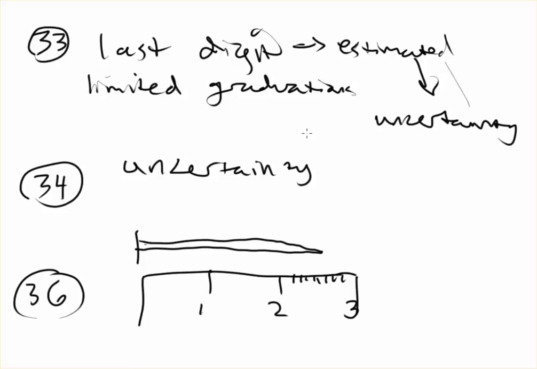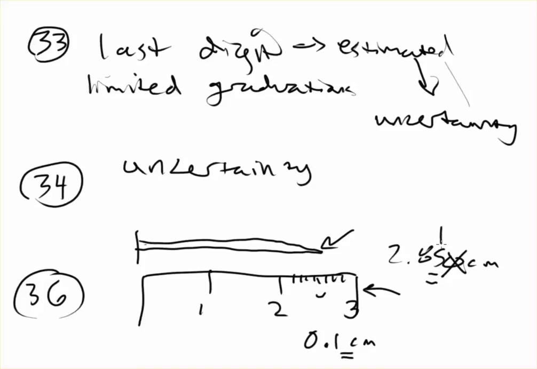Question 36 said, why can we not write 2.850 centimeters for the length of this pen using a ruler like this? Well, if you notice, this goes up by 0.1 centimeters, which means at best you can estimate the hundredths place. So you could not write that digit because the minor scale doesn't allow you to measure the thousandths place. It would only allow you to estimate the hundredths place. All right.